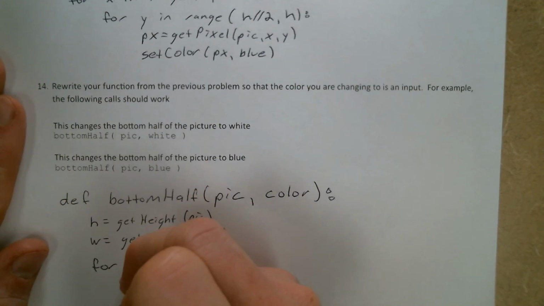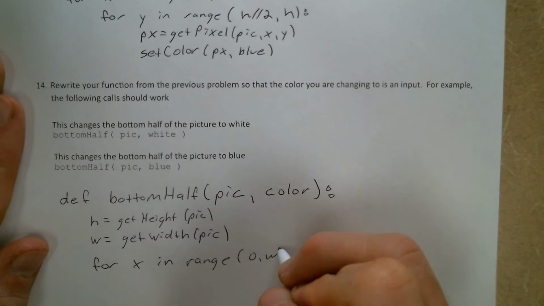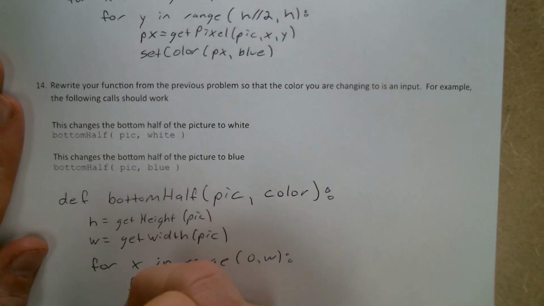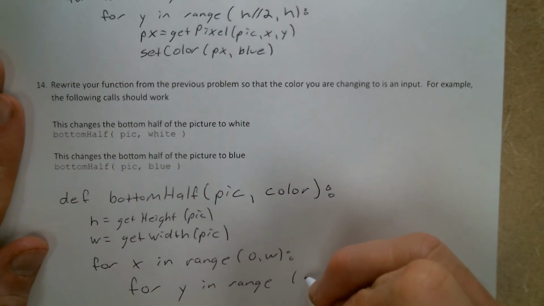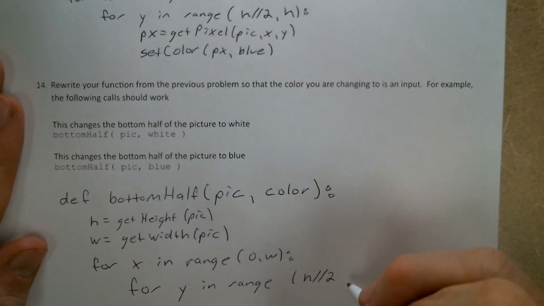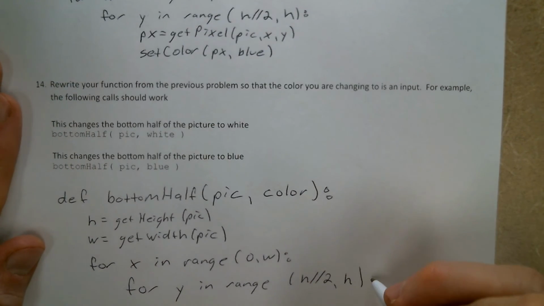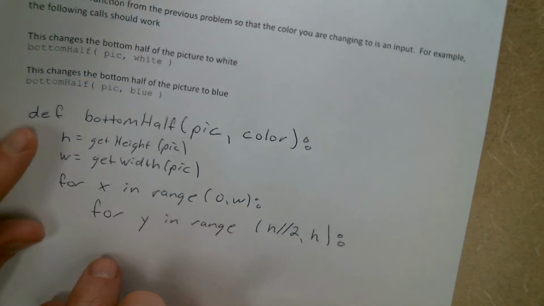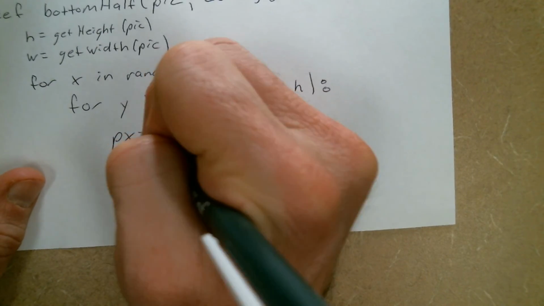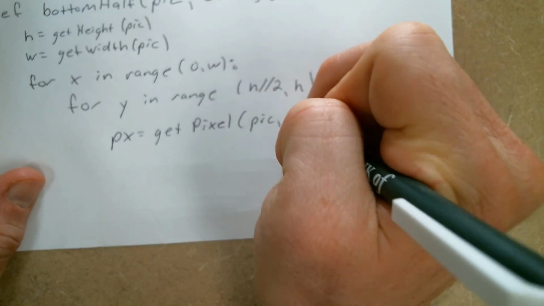So for x in range 0, comma, w. Y is going to be exactly the same. For y in range h divide 2 to h. I still need to retrieve the pixel. All right, if I'm going to change it, I still need to retrieve it. So px equals get pixel pic comma x comma y.